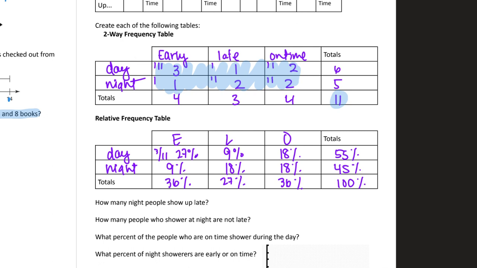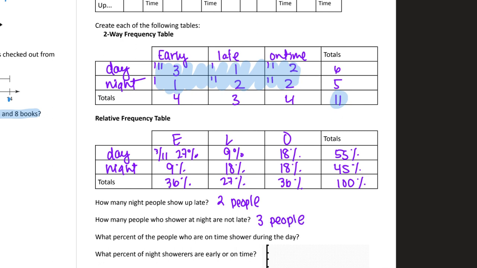It says, how many night people show up late? So night show up late, that's going to be 2. How many people who shower at night are not late? So night, not late. So not late would be, I guess, early or on time. So that's going to be 1 plus 2, so that's going to be 3 people.